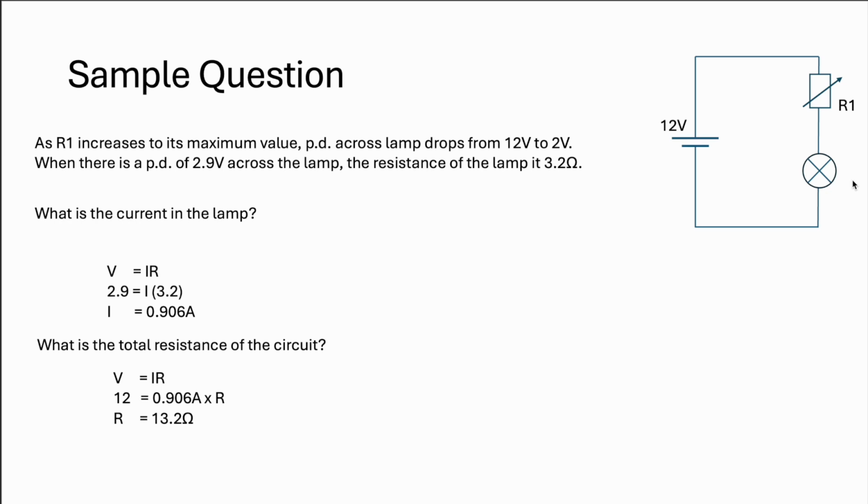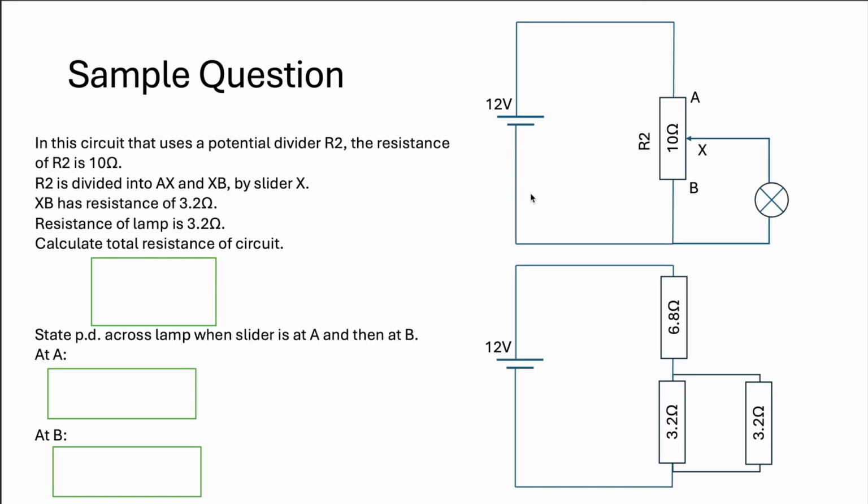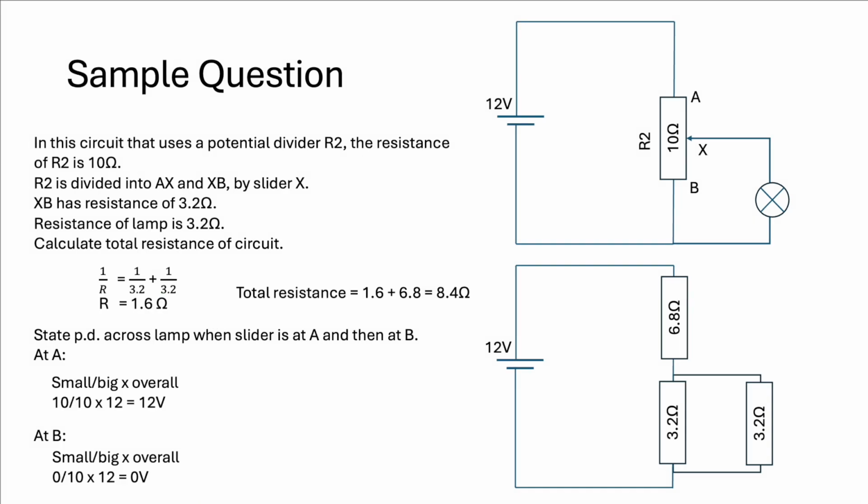Okay, a similar circuit is shown. This is of course a variable resistor. This is a potentiometer. You can slide the position of X nearer to B or nearer to A. Section XB has a resistance of 3.2. The total of R2 is 10. So calculate the total resistance of the circuit. Finding AX, the remaining one, is going to be 10 minus 3.2, 6.8. Okay, you have to redraw it like that. So 3.2, 3.2, you parallel it, then you series it. Okay, you will get 8.4.